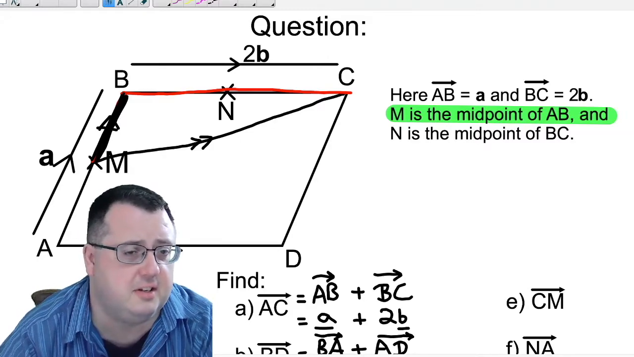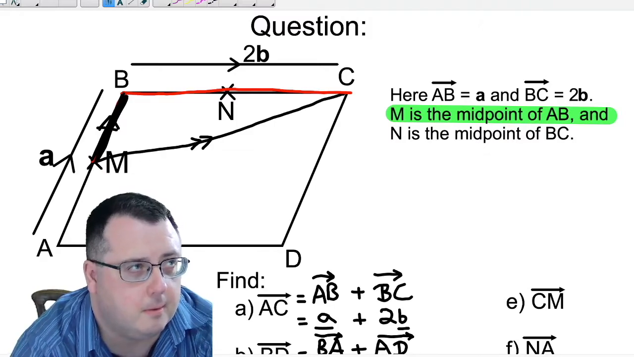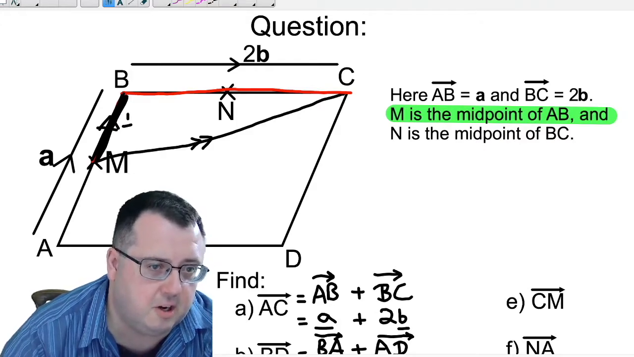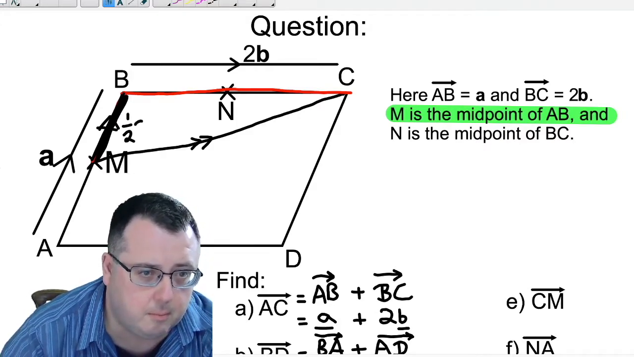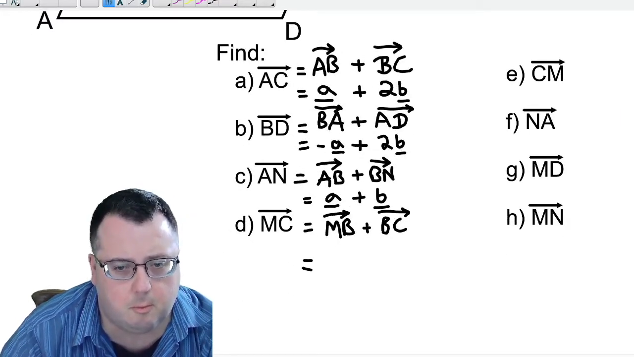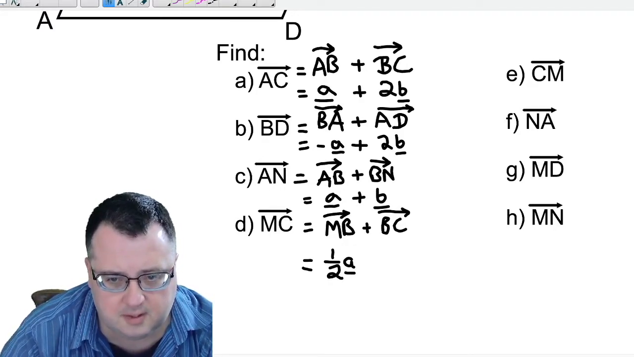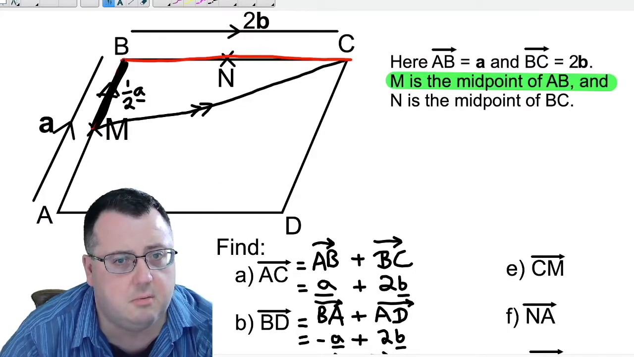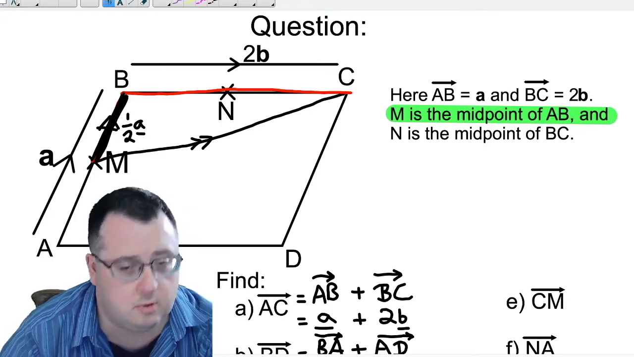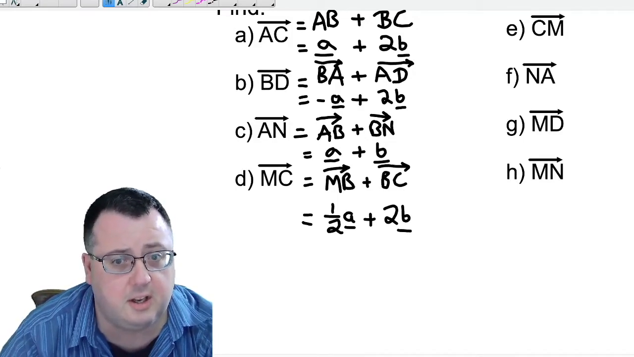The clues there highlighted in green. Would it be half of A? It's a half A. Good. Okay, so I'm going to put that down here. MC equals 1/2 A plus B to C. Well, we should know that that is 2B. 2B. Good. Is this making sense how this is working, yeah?